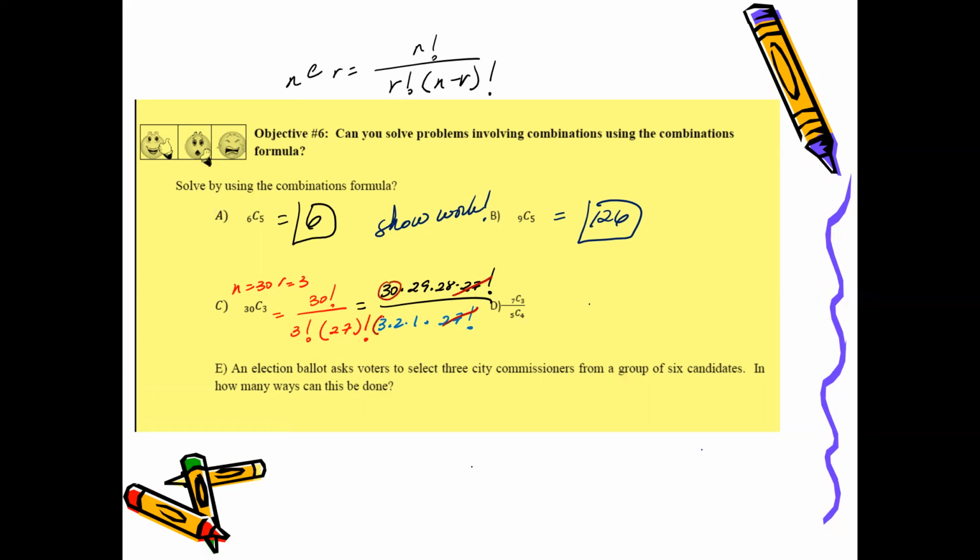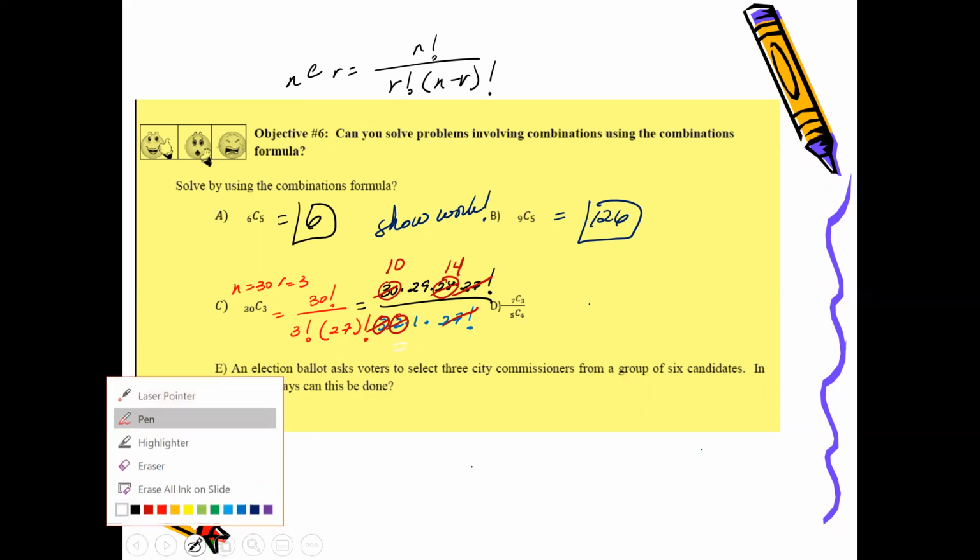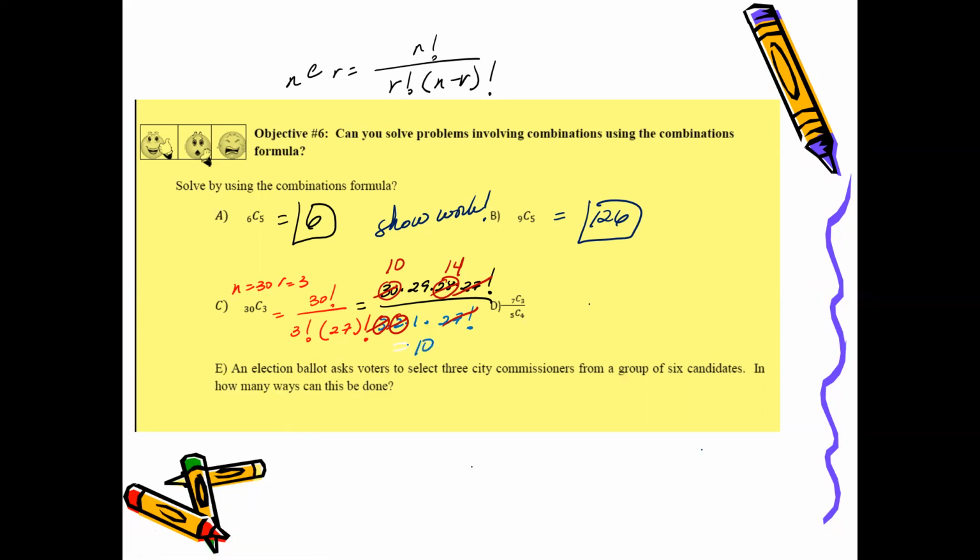You know 30 divided by 3 is going to give you a 10. You know that 28 divided by 2 is going to give you a 14. So then what I have left here is 10, 29, 14, all divided by 1. And if I go ahead and multiply that together, I will have 4,060 different possibilities.